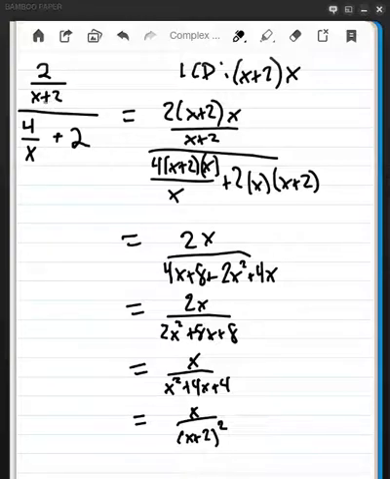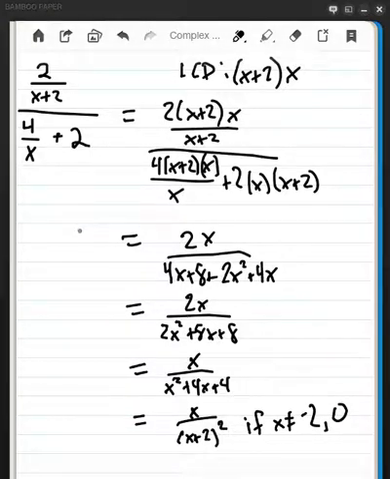Alright, let's go back up here and make sure that we include those little x restrictions. So in this, x cannot be negative 2, because if it was, this would be an undefined expression. In this expression, x can't be 0. Otherwise, the denominator being 0 here, this would be undefined. So x can't be negative 2, and x can't be 0.